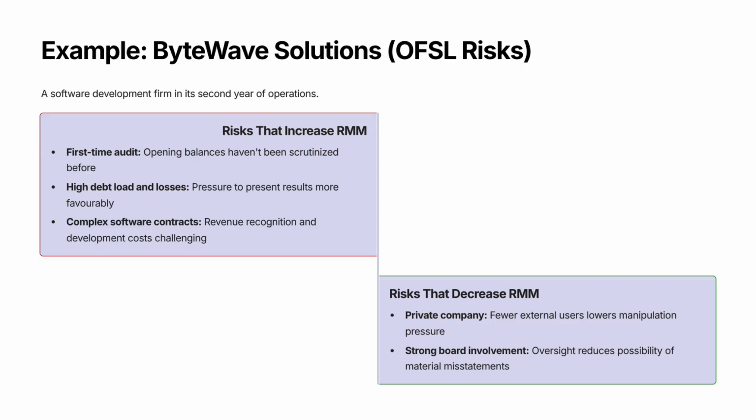Here are some OFSL risks the auditor identifies. Risks that increase RMM: first-time audit, opening balances haven't been scrutinized before. High debt load and losses create pressure to present results more favorably. Complex software contracts, revenue recognition and development costs can be challenging. Risks that decrease RMM: private company, fewer external users lowers pressure to manipulate results.